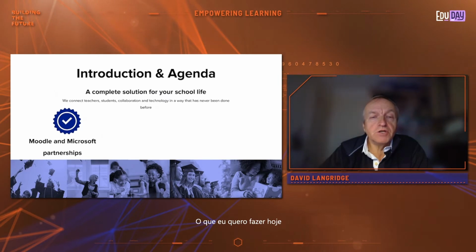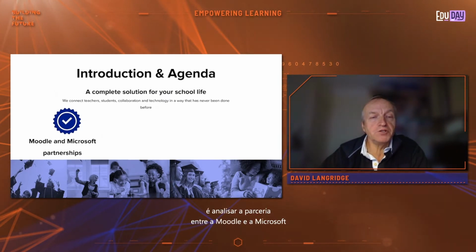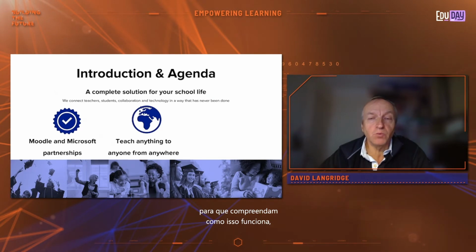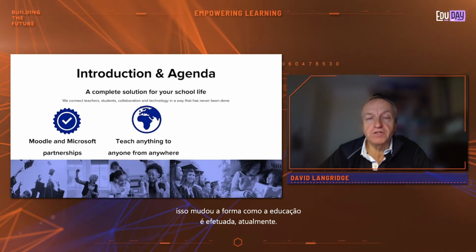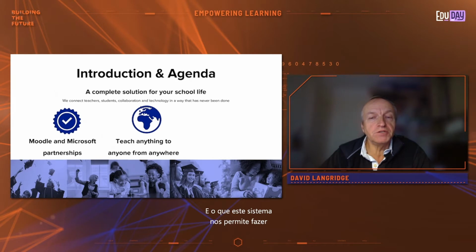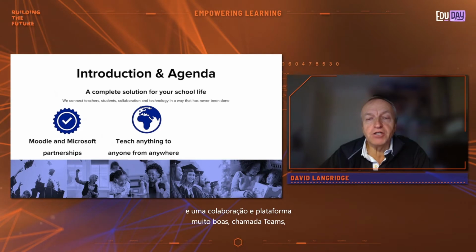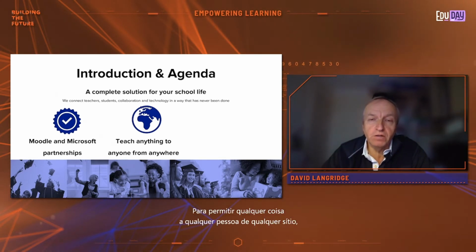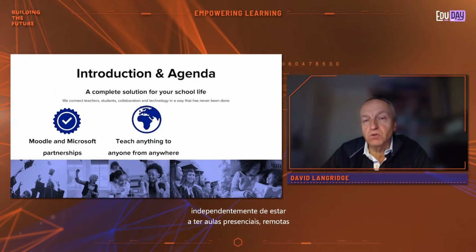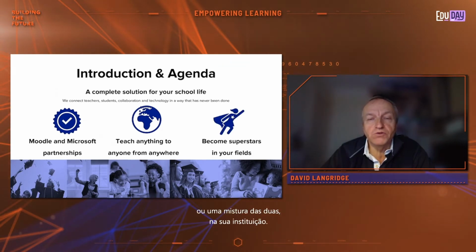Now, what I want to do today is to go through the Moodle and Microsoft partnership so you understand how that works and how it operates, covering the ability to teach anything to anyone from anywhere. With the global pandemic that we're all suffering at the moment, it has changed the way that education is delivered today. And what this system allows us to do is to bring together a really good learning management system called Moodle and a really good collaboration platform called Teams, and combine those together to provide the best of both worlds, to enable you to teach anything to anyone from anywhere, regardless of whether you're in class or remote or a mix of both within your institution.